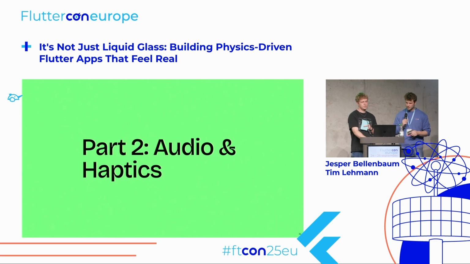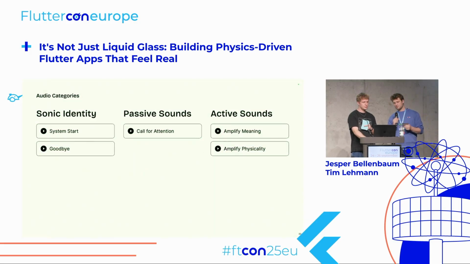The next part is about audio and haptics, and we dive into audio first. So in UX, audio has normally like 3 roles. And the first one is a so-called sonic identity. You recognize the brand, right? So it works. The next one is passive sounds, and this is when your system calls for attention. Also pretty clear, I think.